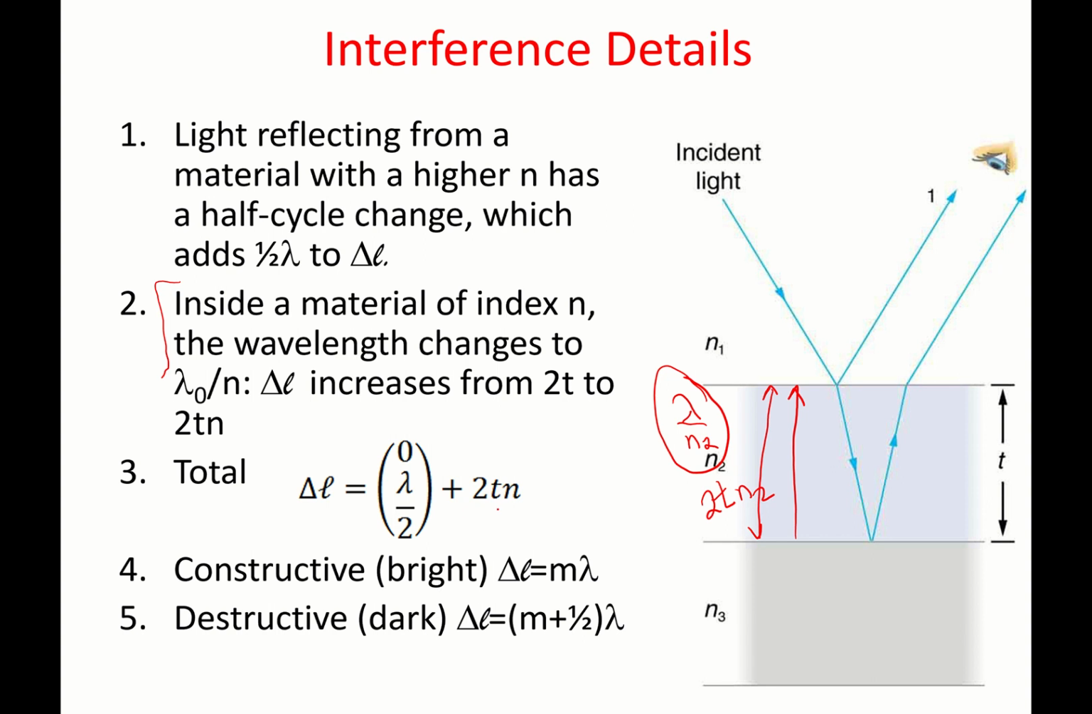So in total, what we have for the path length difference is either 0 or half a wavelength, depending on whether it's a soft reflection or a hard reflection, plus twice the thickness of the film times the index of refraction of the material that the film is made of. So that's our equation for the path length difference. And we know that if it's bright, if we see that color, then the path length difference is going to be equal to an integer times the wavelength. The integer could be 0, 1, 2. If we don't see that color, if it's destructive, then that path length difference equation should be set to half a wavelength.